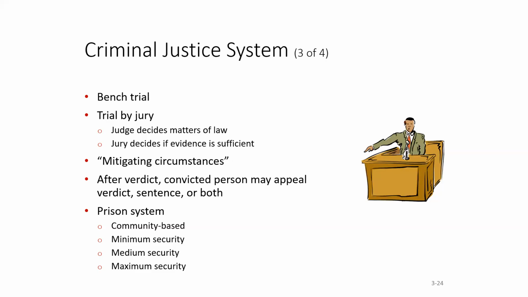After they're convicted, someone can appeal the verdict. They were found guilty and they still contend that they're not guilty. The sentence may have been too harsh, or they could appeal both.